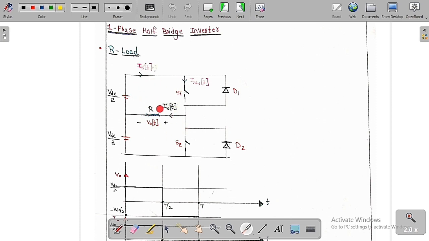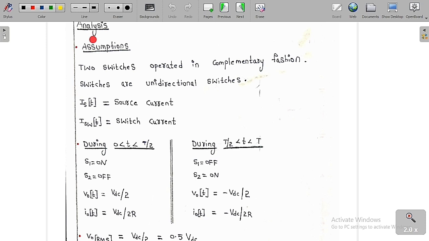Let me assume a load of pure resistive load. Therefore its output voltage is simply plus or minus V naught of t, and the output current is I naught of t. Now we are going to analyze each and every aspect in this circuit, so we are going to do the analysis of this circuit.